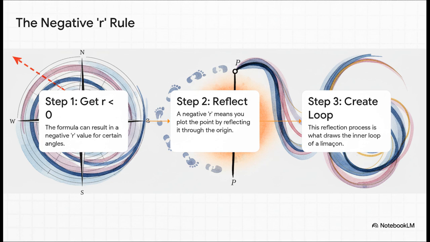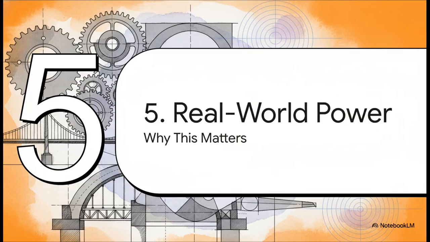Okay, so here's the deal. What does a negative radius even mean? If your formula spits out a negative number for r, you don't just stop. What you do is you face the direction of the angle, but then you walk backwards. You plot the point by reflecting it straight through the origin to the other side. And it's this weird walking backwards step that actually traces out that mysterious inner loop on the limaçons. It's a direct result of the math creating a feature that would be, frankly, a nightmare to describe with regular old rectangular coordinates.